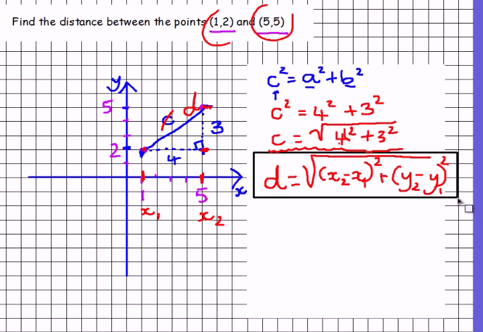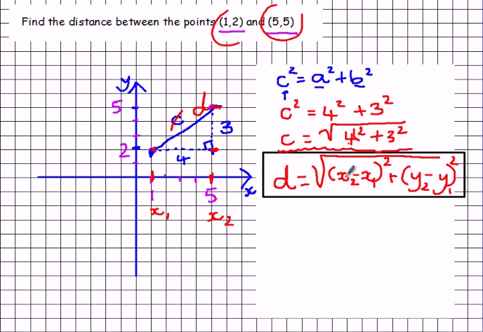The formula for getting the distance between 2 points is the difference between the two x values squared, plus the difference between the two y values squared. So let's see how that would work using this formula and our points up here.